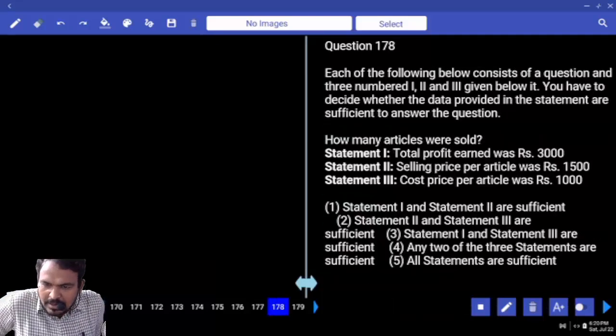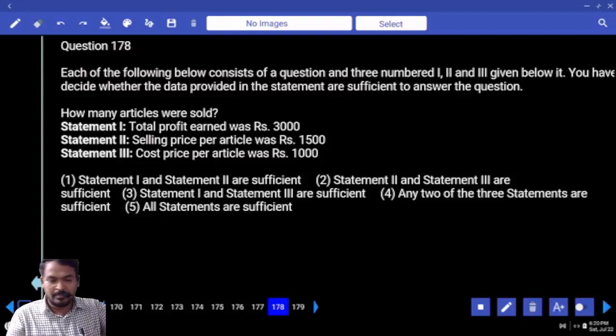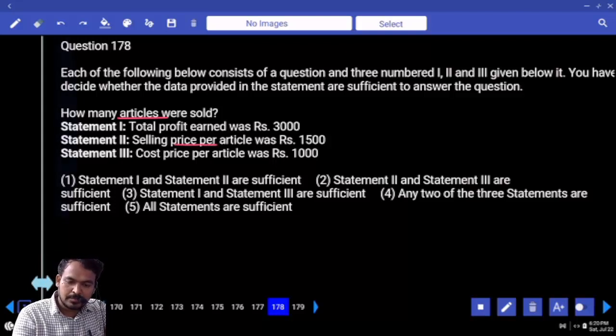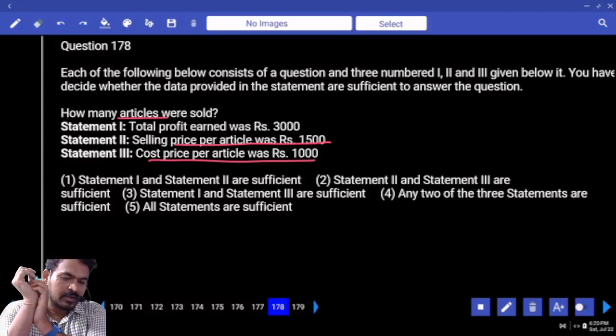Data sufficiency: how many articles were sold? We require the number of articles. What is the first statement? Total profit earned was 3000. Statement 2: selling price per article is 1500. Statement 3: cost price per article was 1000. We require the number of articles sold.